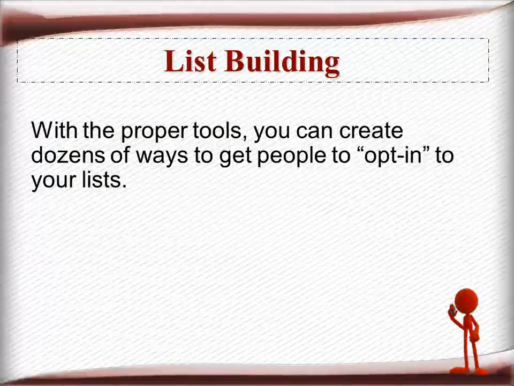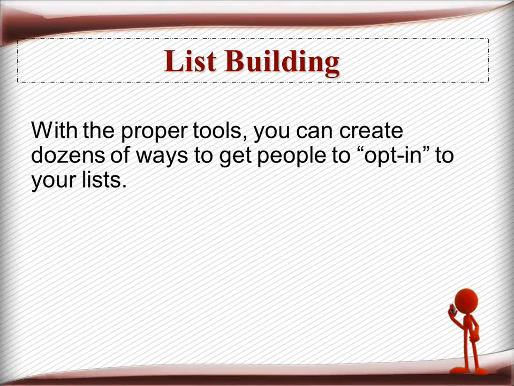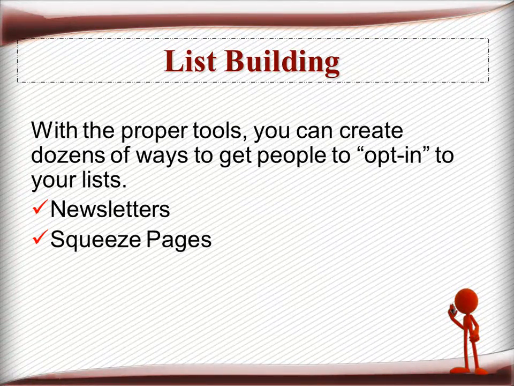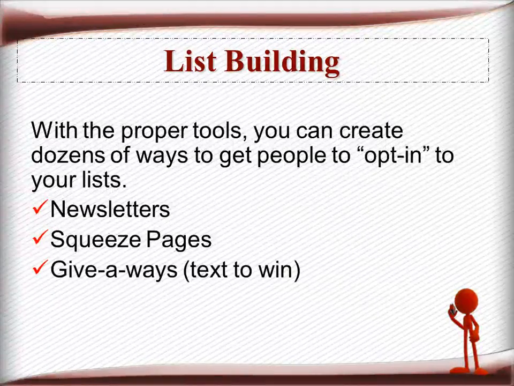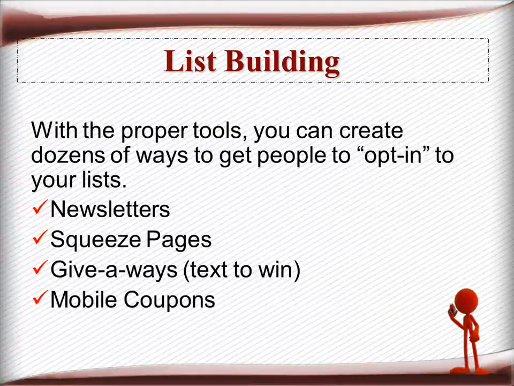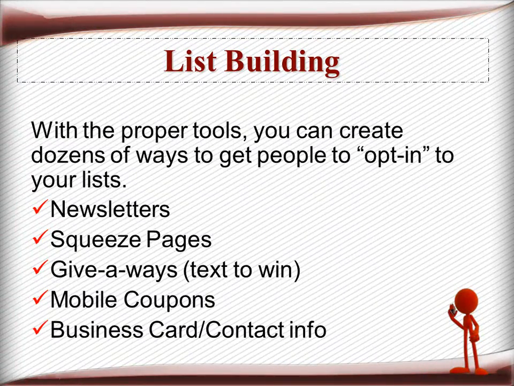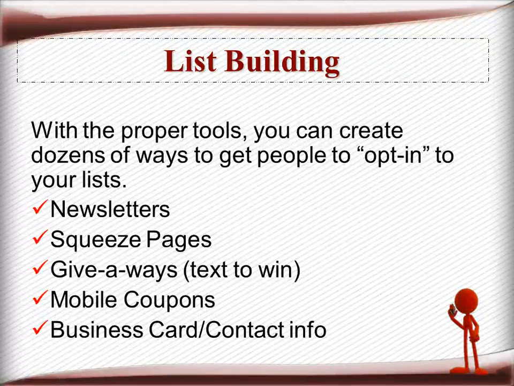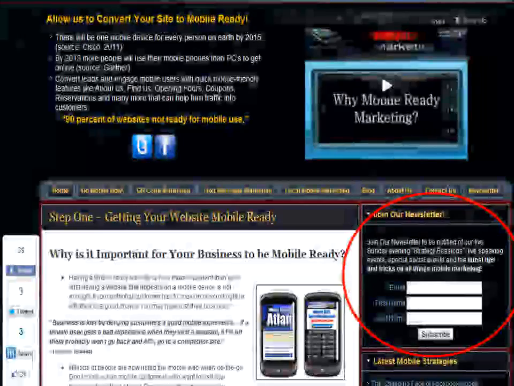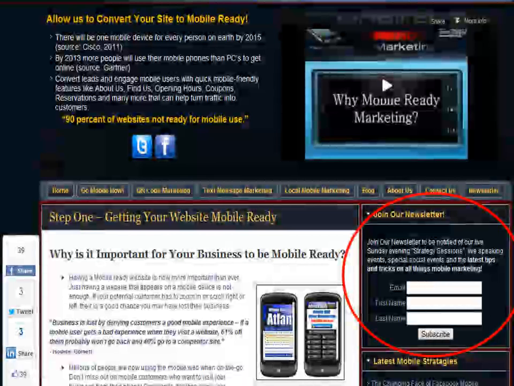Now, with the proper tools, you can create dozens of ways to get people to opt into your list. One of the most popular lists is the newsletter list. You can also use squeeze pages to capture names and emails. You can do giveaways like text to win. You can use mobile coupons to get people to opt in. And you can also have people text for your business card or for your contact info. The one we're really going to concentrate on today is the newsletter, but we're also going to talk a little bit about getting people to opt in using text message, SMS as well. One of the most popular, you see these on almost all websites.